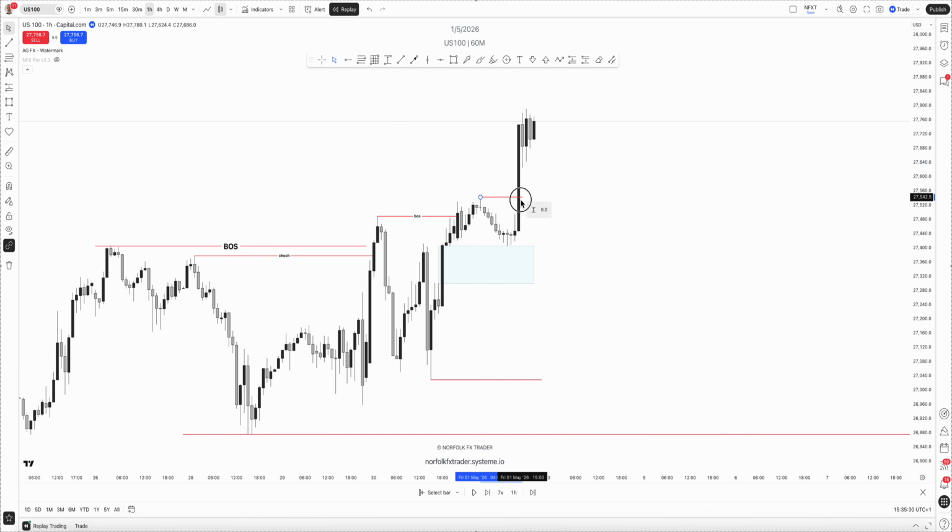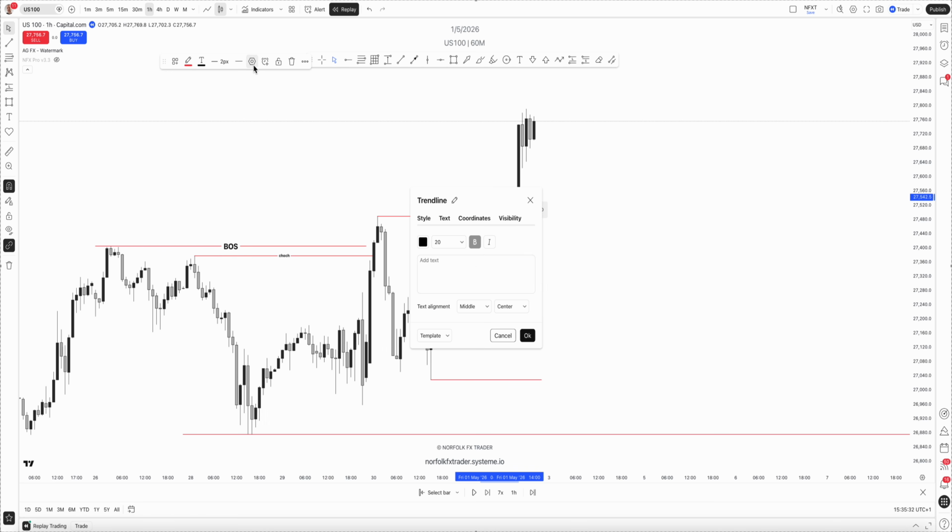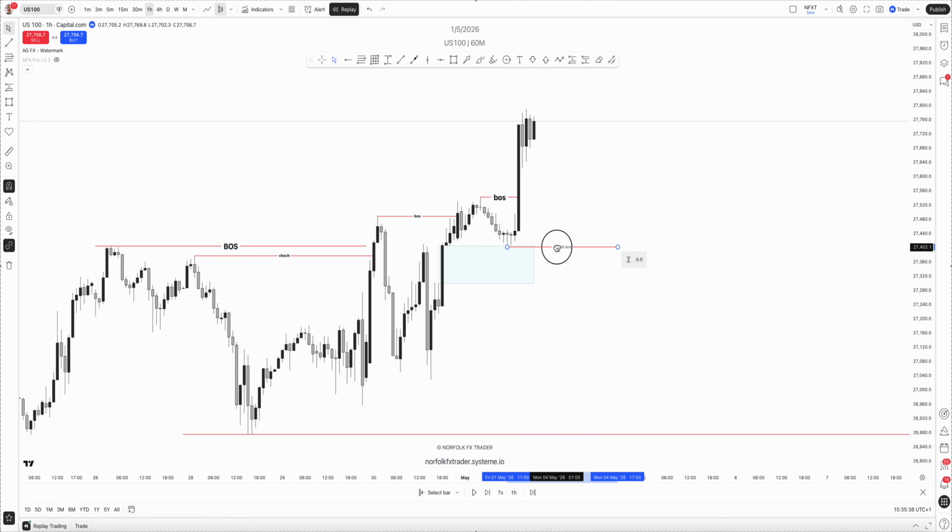So you can see that price on the 1 hour continues to run bullish. So we have another break of structure to the upside. And now we move our new low to here using this mechanical structure.